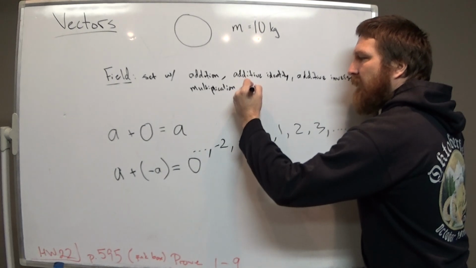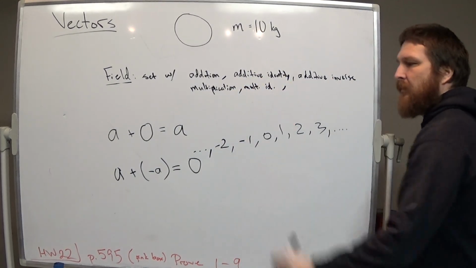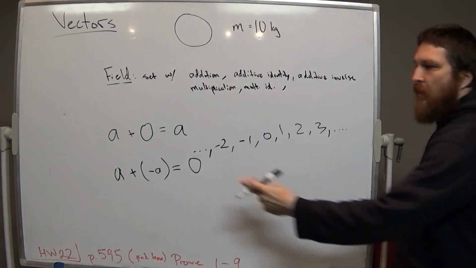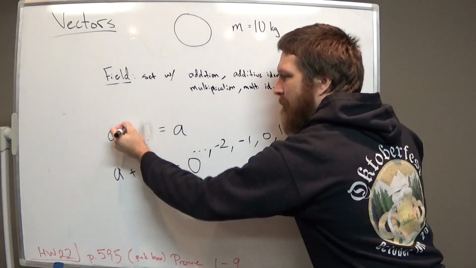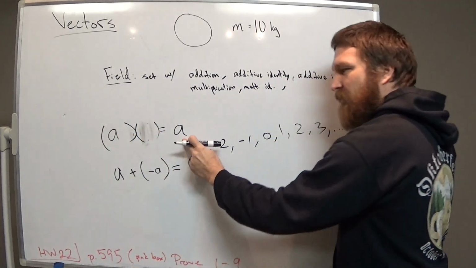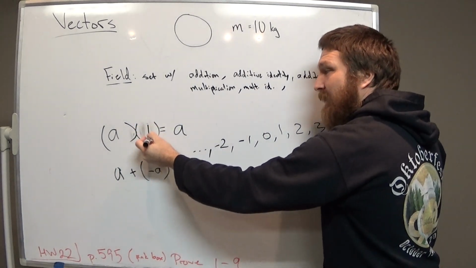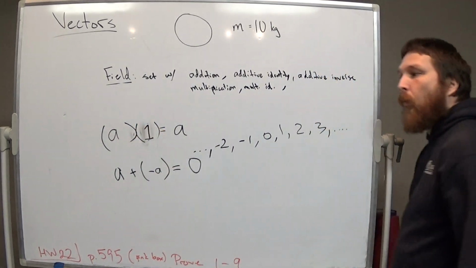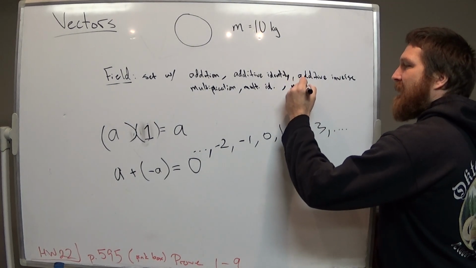It also has a multiplicative identity. That would be a number that when you multiply it by another number, it gives you the original number. And the multiplicative identity is indeed 1. But it also has to have multiplicative inverses.